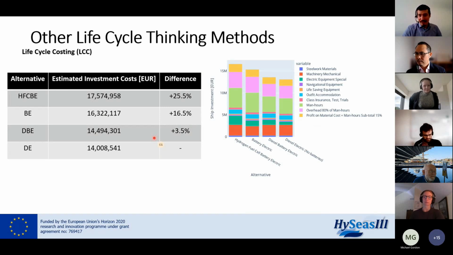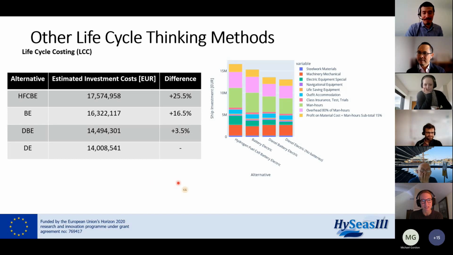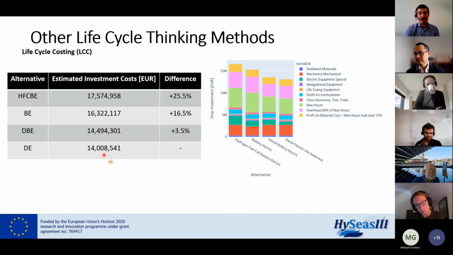I also mentioned this can be extended to other methods. I'm probably already taking more than the hour, and this is the economic part. We also estimated the investment costs for the ship. We have the contribution of different parts, and that's what you see here. So we estimated at least that there would be a difference of plus 25% compared to the base case, which is the diesel electric ferry in this assessment.